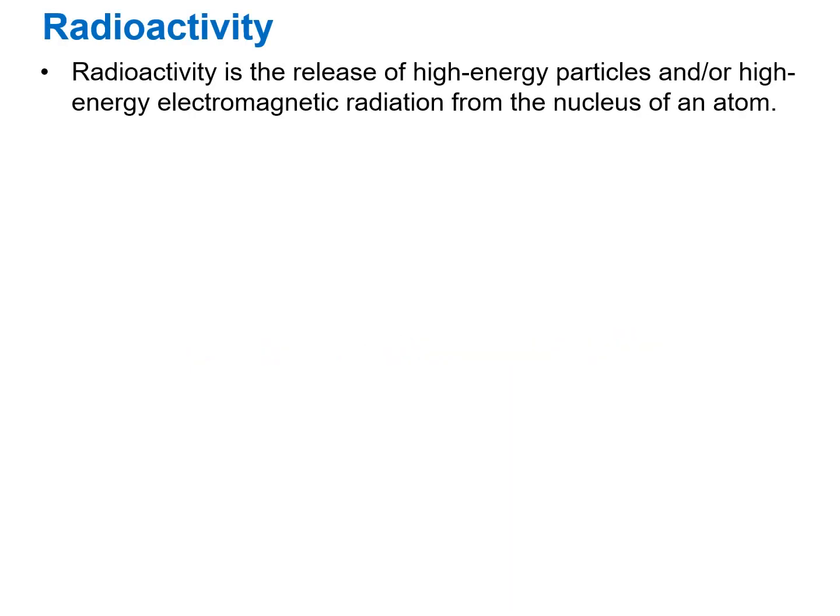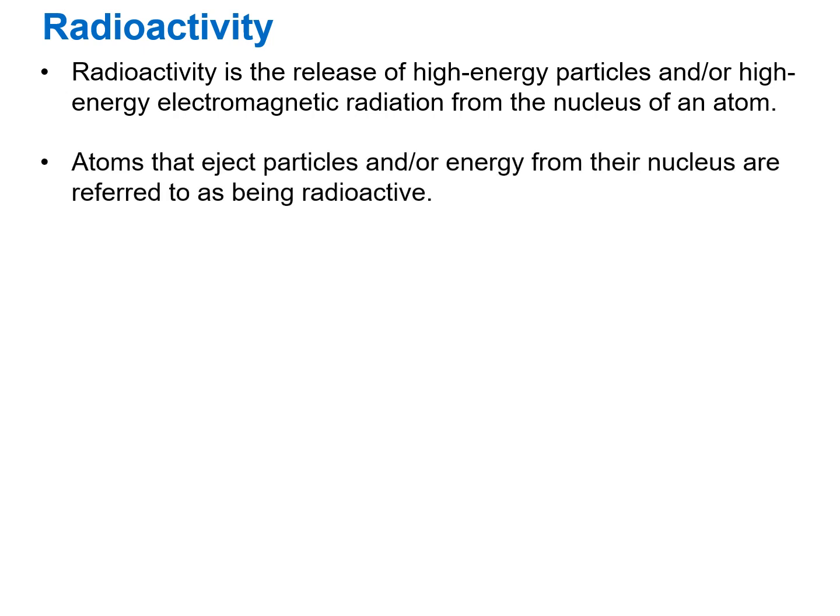So, radioactivity is the release of a high energy particle or a high energy electromagnetic radiation from the nucleus of an atom. And atoms can eject particles or energy from their nucleus. We're going to take a look at that when we start looking at the different types of radiation. And when they do this, this is what we call a radioactive particle.